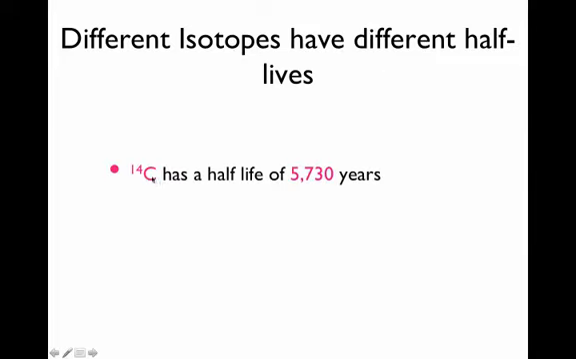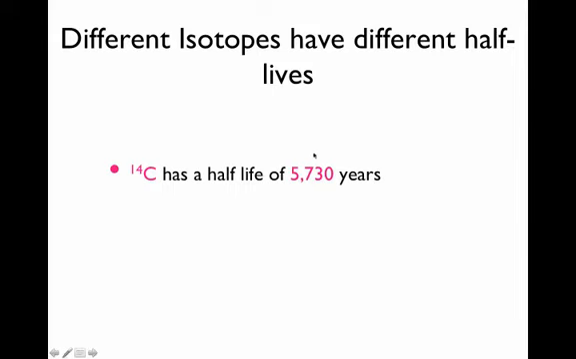For carbon-14, the half-life is actually 5,730 years. So if you started out with a bunch of carbon-14 atoms and you waited 5,730 years, approximately half of those carbon-14 atoms would have decayed into nitrogen-14 at the end of 5,730 years. And then if you waited another 5,730 years, the remaining, what was left over of the carbon-14, half of that again would be converted into nitrogen-14.